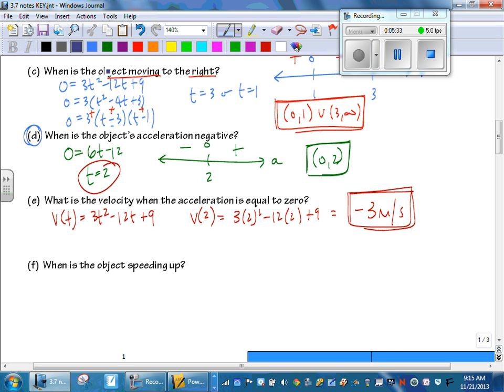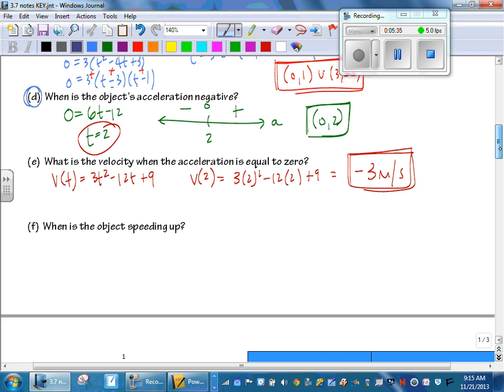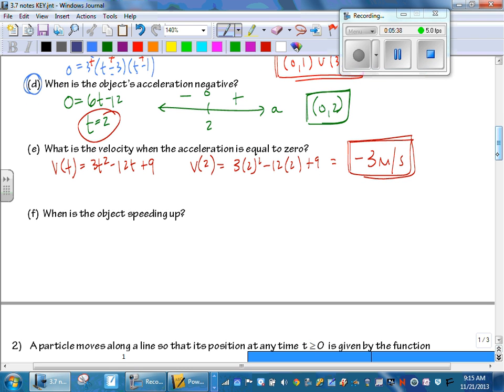All right, let's take a look at the last part for this one, part F. When is the object speeding up? Remember, that has to happen when velocity and acceleration are both positive or both negative. Well, we've already done most of the work for this.